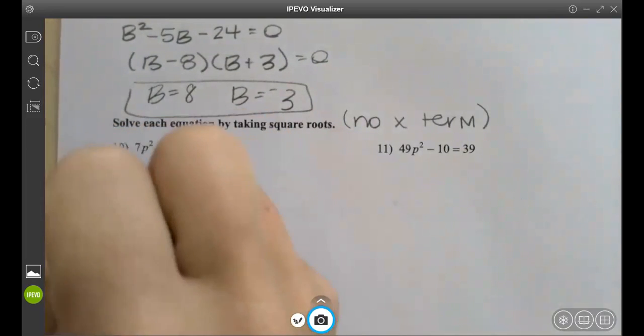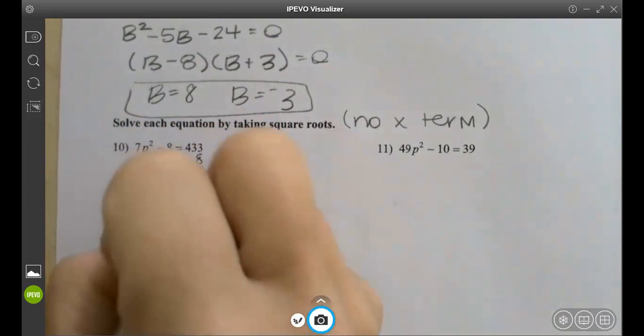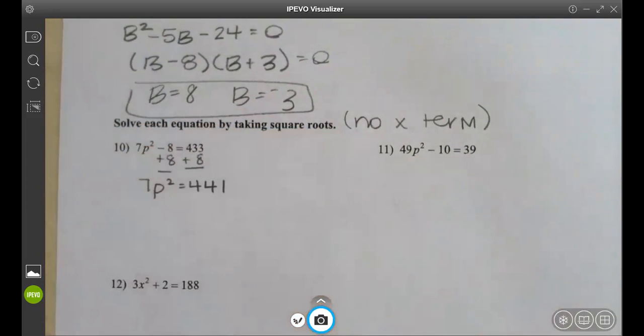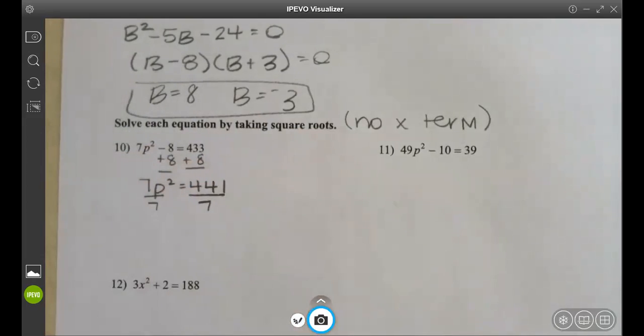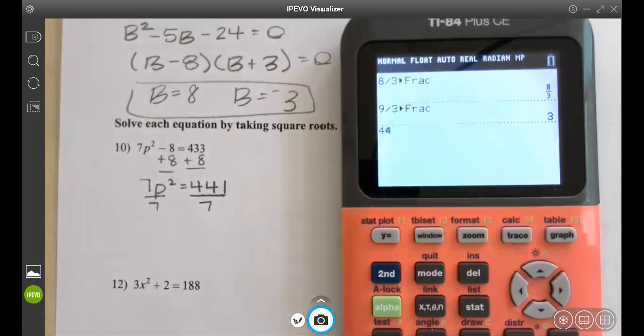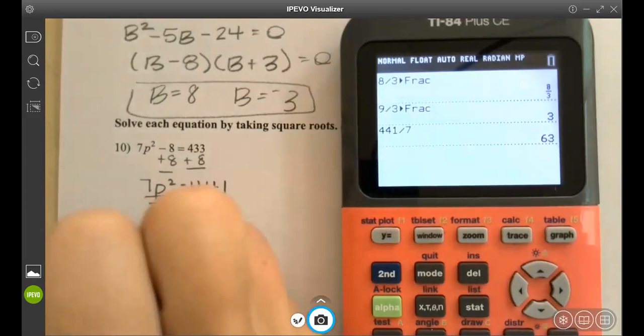So I get 7p squared equals 441. I need to get rid of the 7. How do I get rid of the 7? Divide by 7. And I can use my calculator for that because you probably don't know what it is, and that's fine because I don't either. I get 63.